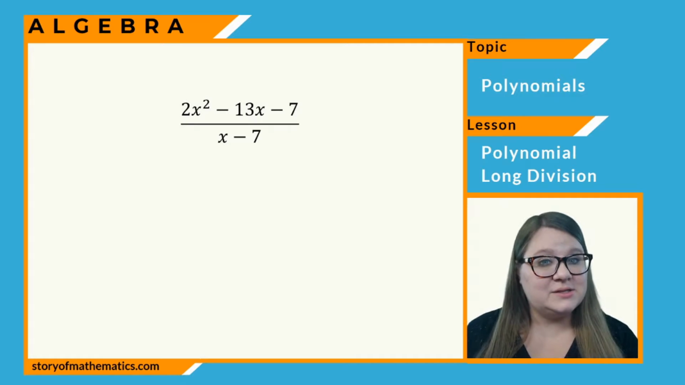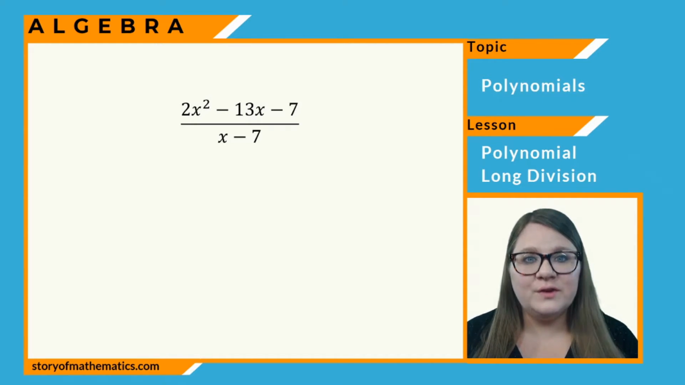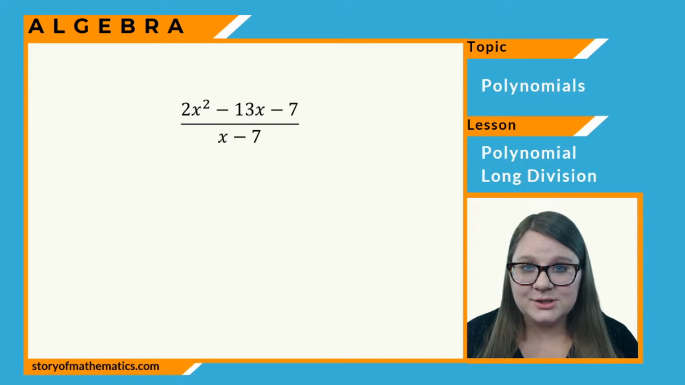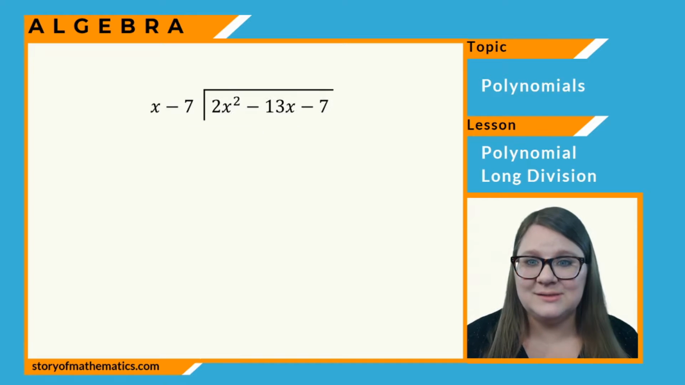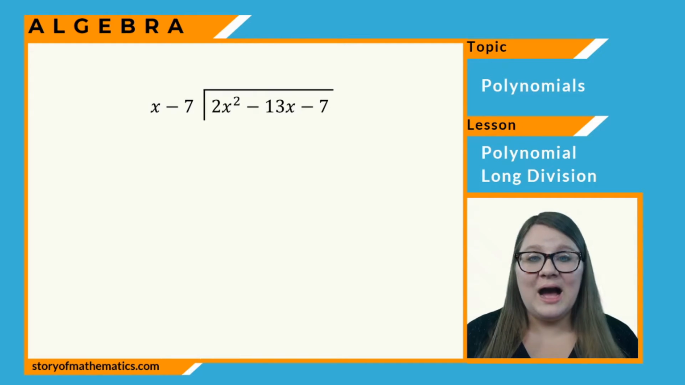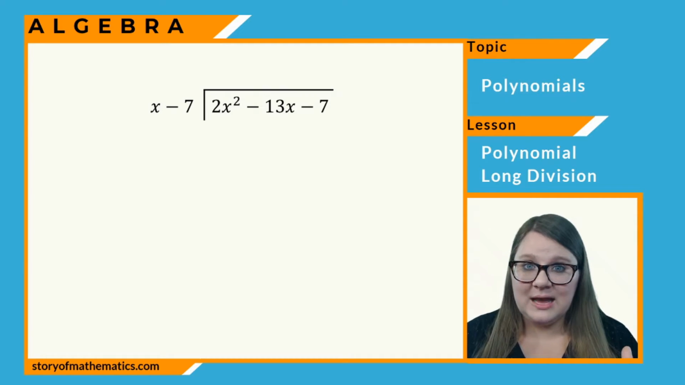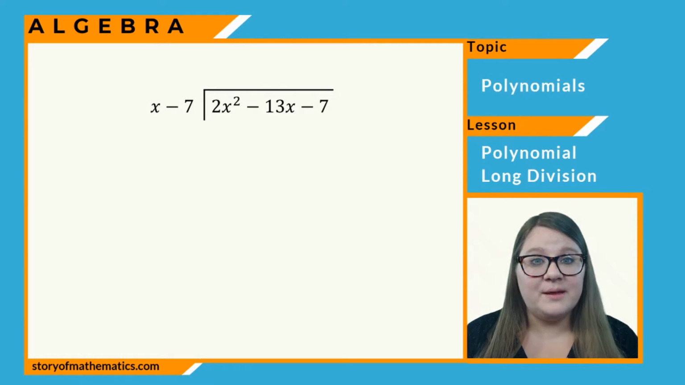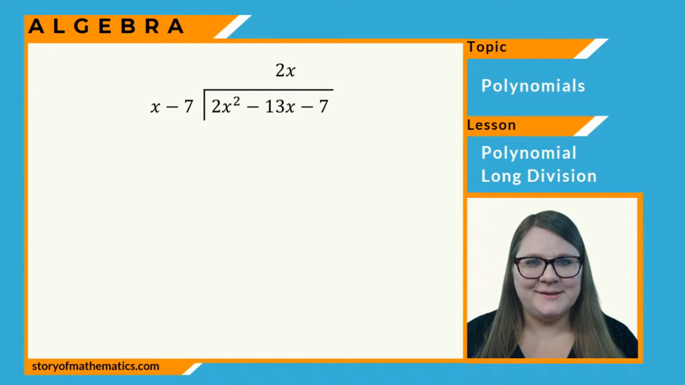2x squared minus 13x minus 7 divided by x minus 7. First thing we want to do is take the top of that fraction and put it under the house, and then the bottom of the fraction goes outside of the house. Now, I'm looking at this and I want to figure out, what do I start with? So I take what's underneath the house, 2x squared, and I divide by the first term outside the house. 2x squared divided by x is 2x. So that's what I put on the top.